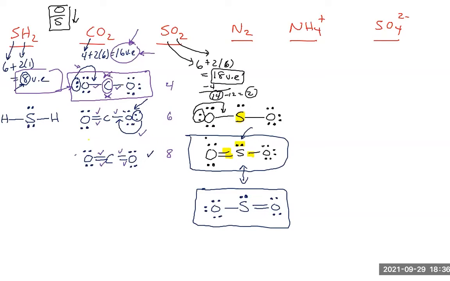Again, these are both resonance structures. You would not have to draw both of them. You could have drawn this structure and it would have been fine, or you could have drawn the one on the bottom and it also would have been perfectly fine as well. Any questions on that one?